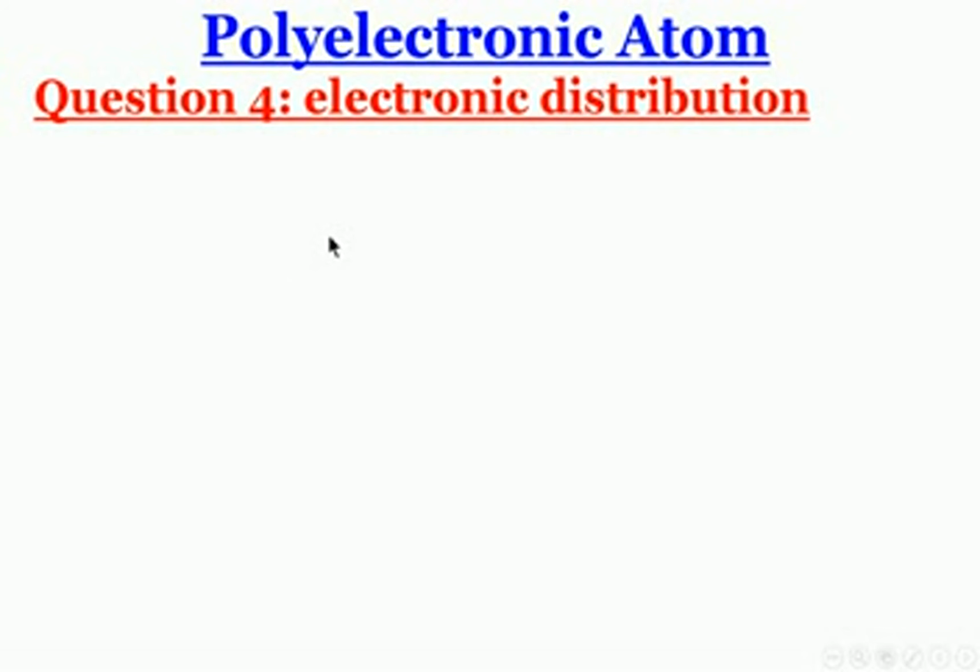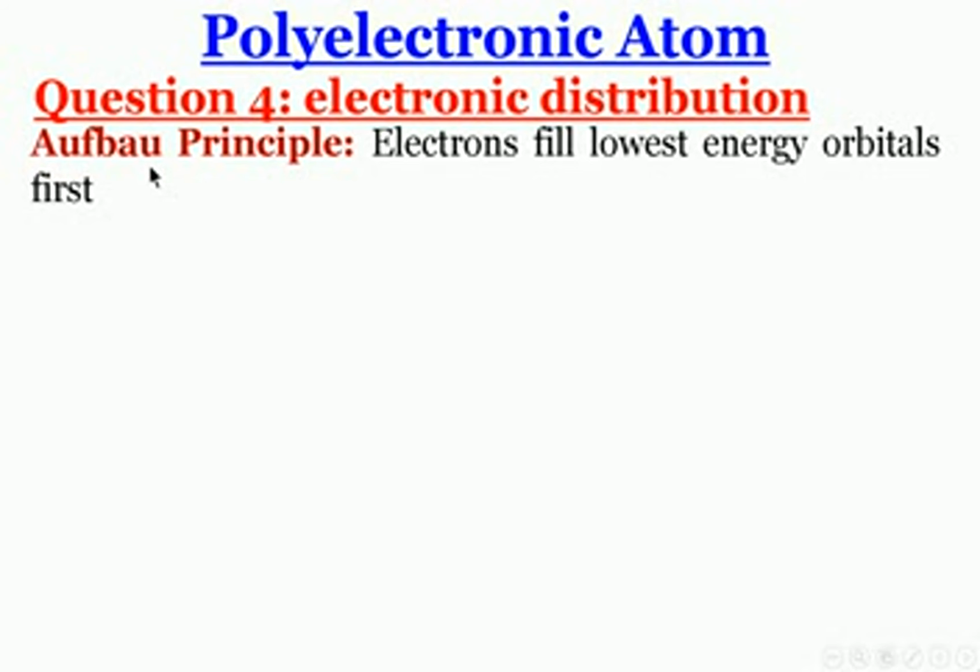Question number 4. What is the electronic distribution, or how are the electrons distributed around the nucleus? We have the Aufbau principle, which states that electrons fill the lowest energy orbital first. In the case of hydrogen, we have one electron. So the electron should be placed in the lowest possible energy level, so in level 1, and in level 1, we have 1s.